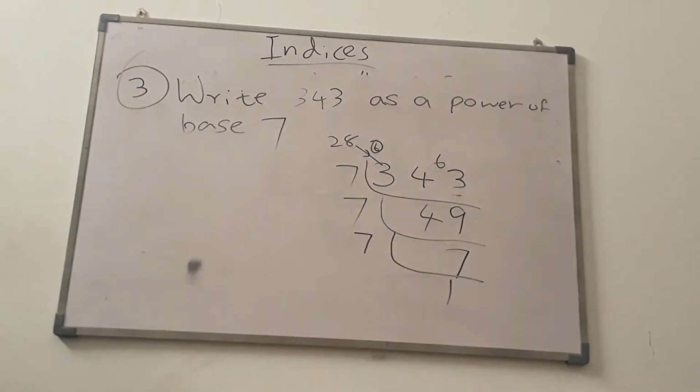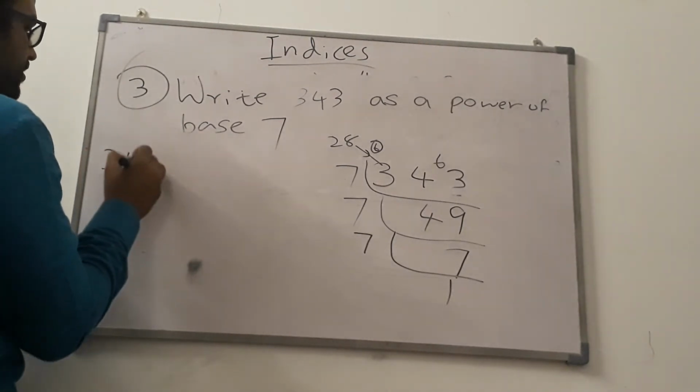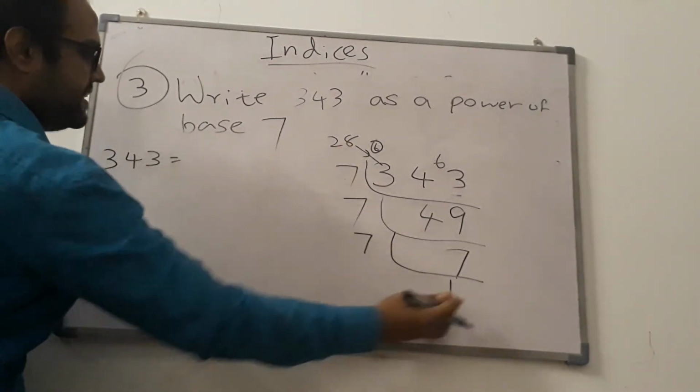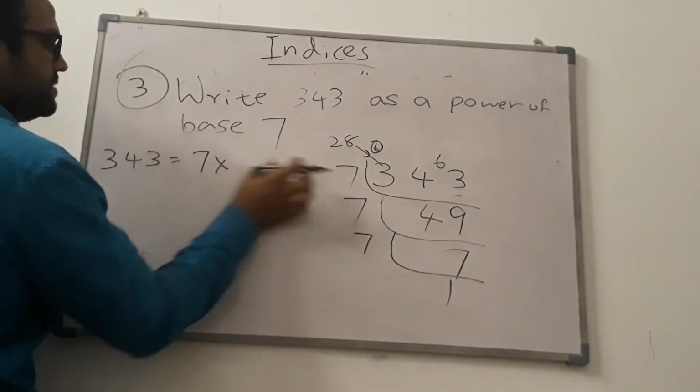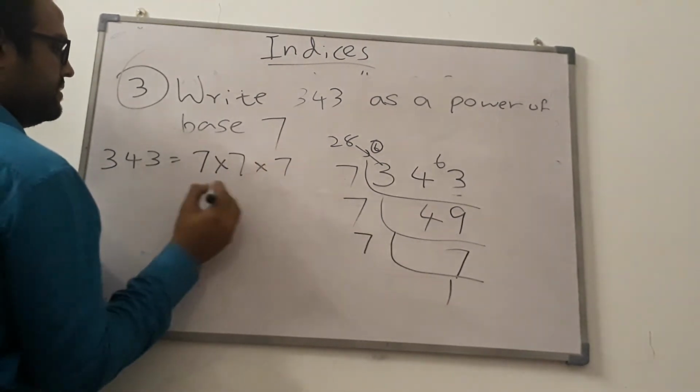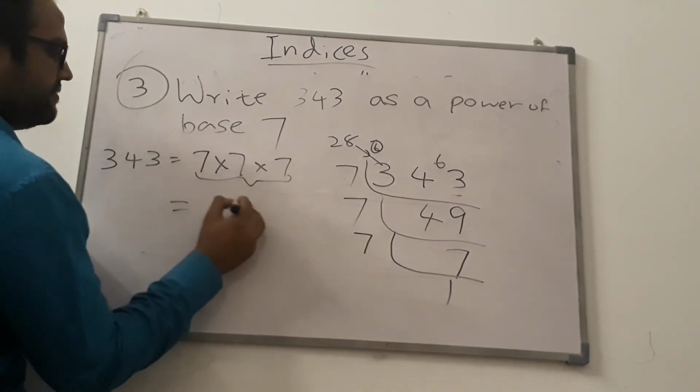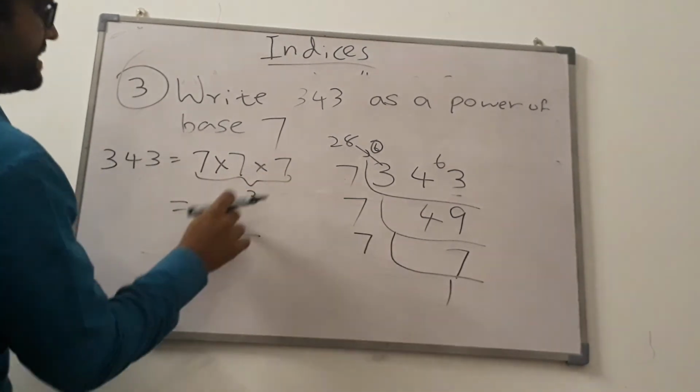Now we will write 343 as a product of 7s. 343 means there are 3 7s multiplied with each other, 7 times 7 times 7. There are 3, which means 7 to the power 3. Base 7, index 3.